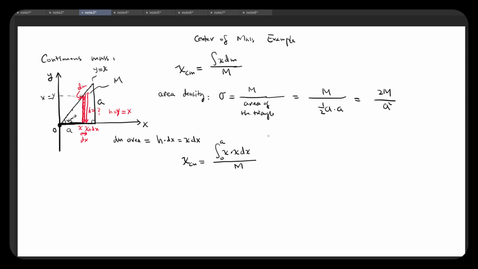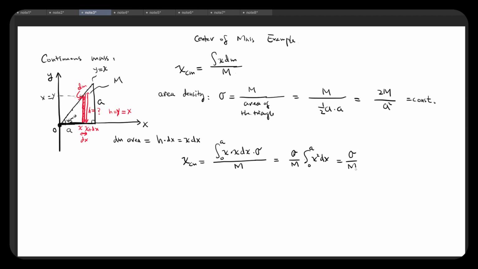Yeah, sorry, I forgot something. Sigma is the density, and I forgot the density here. All right, so now that is the integral that we need to do. In fact, sigma is a constant, so we can put it outside the integration sign. So that's sigma over big M, and then we do the integral of x squared dx from 0 to a.